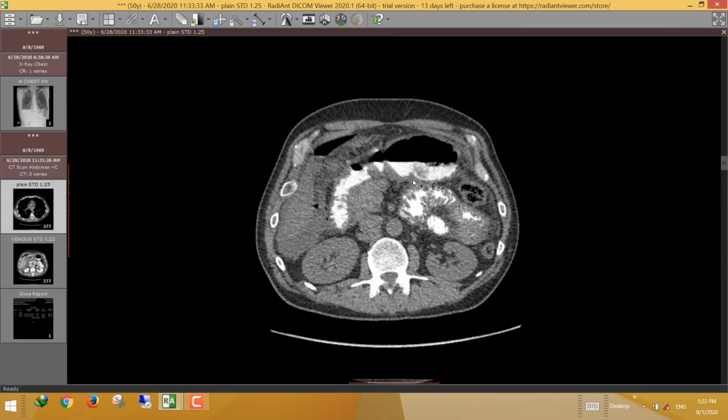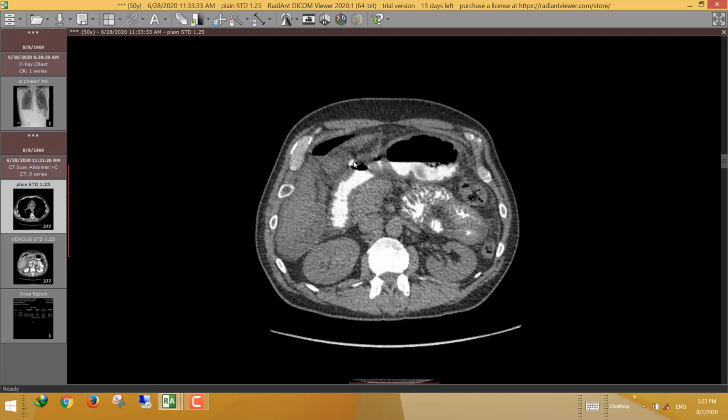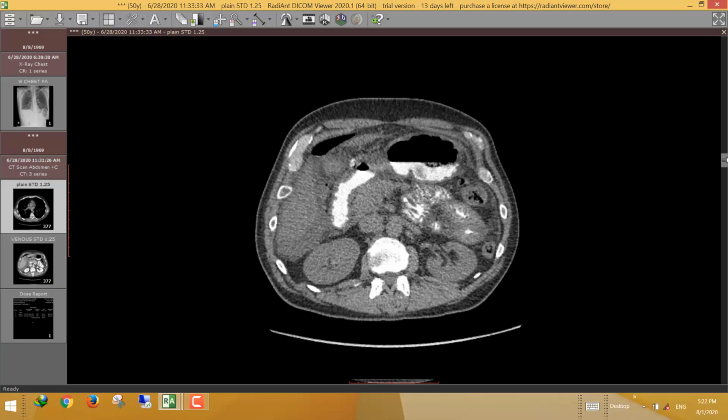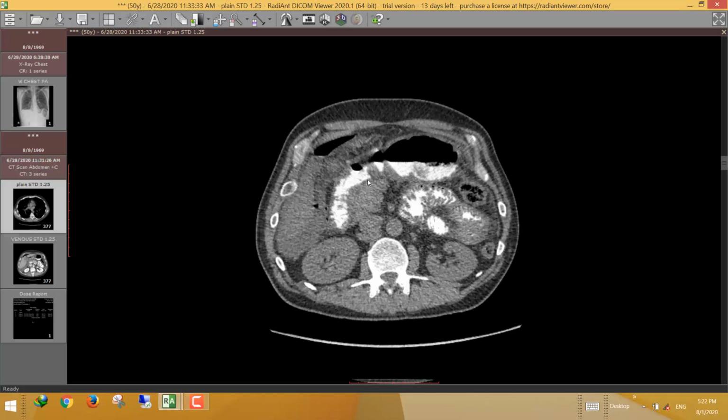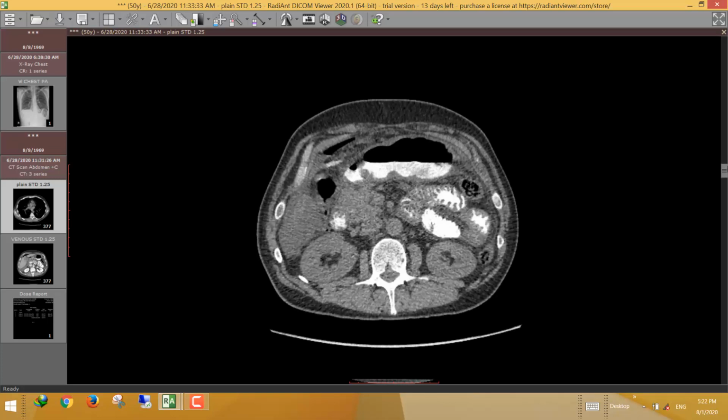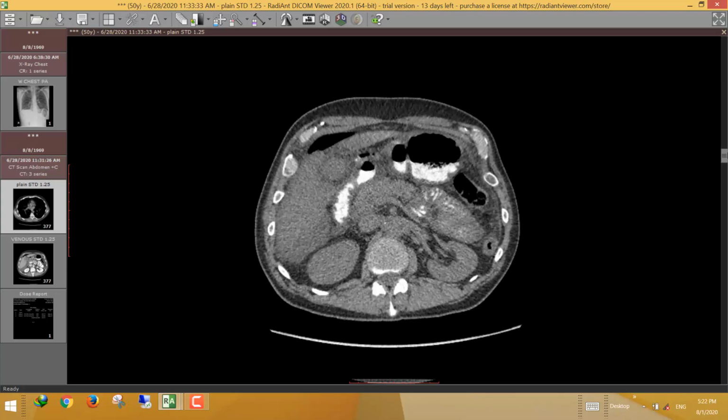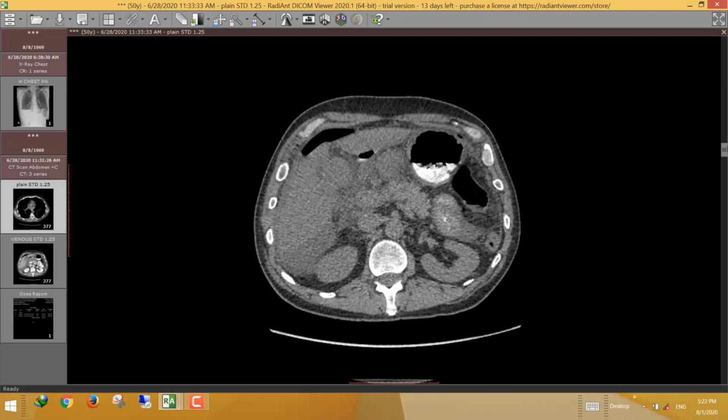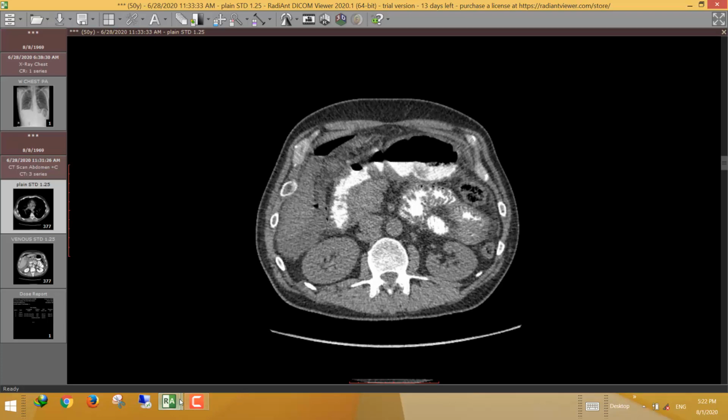We can see here, this is the site of leakage from the site of the focal defect in the duodenum. This is the site of leakage, and this is again one of the methods that can help us to identify the site of perforation.